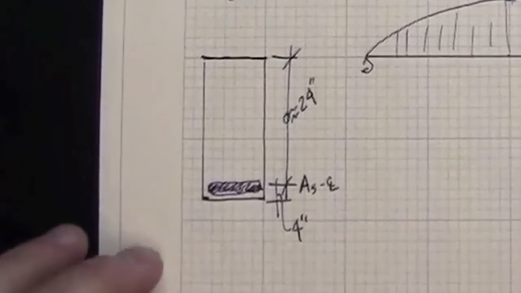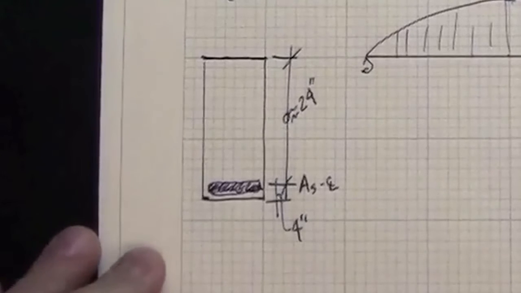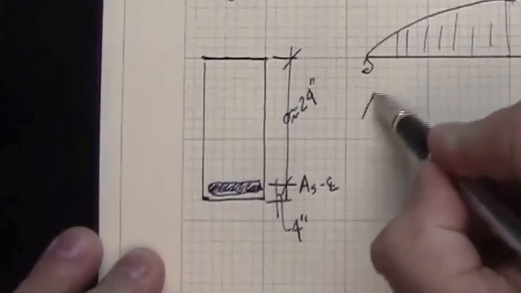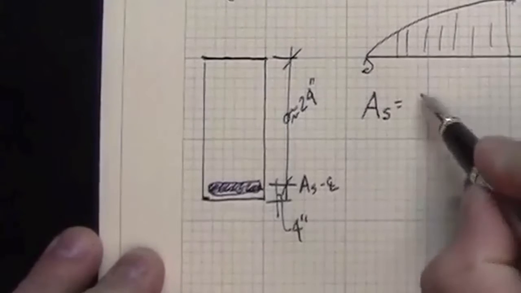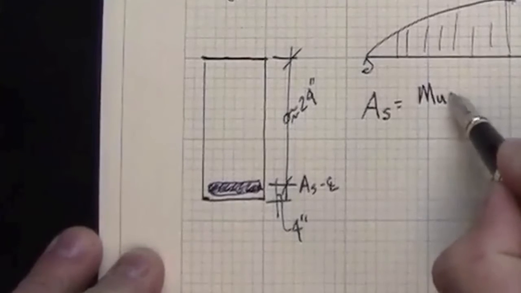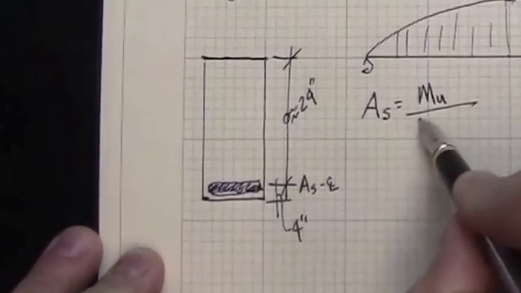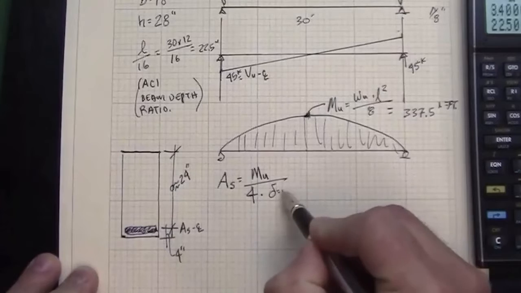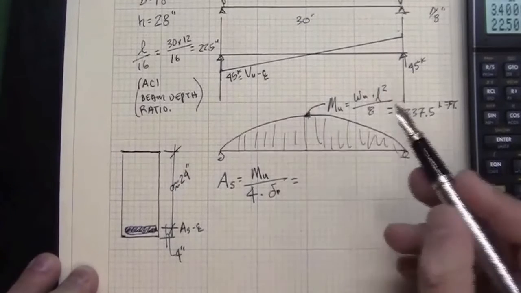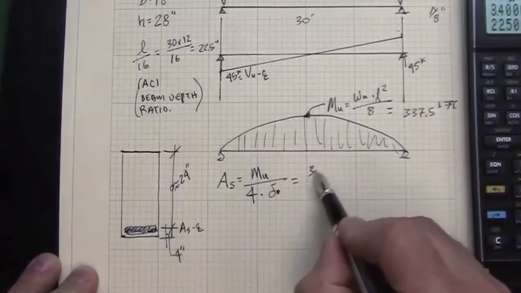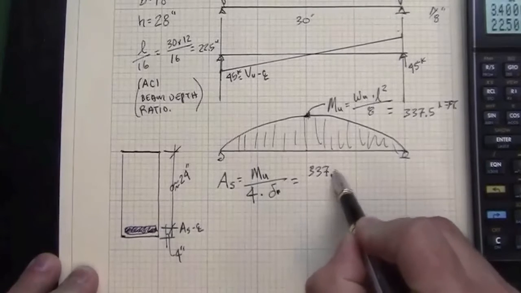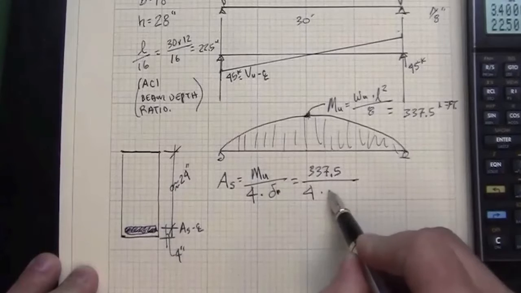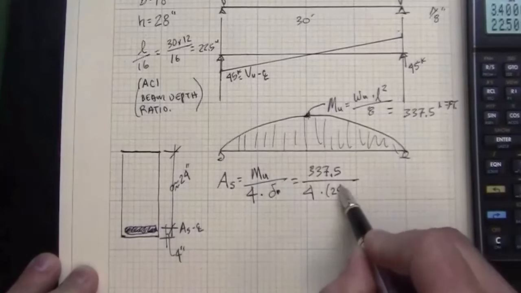In the text, we've talked about an approximation number, which would be that the area of steel is equal to the moment in kip feet divided by 4 times the depth in inches. If I were to work through that number, I would take 337.5, divide by 4, and by 24.